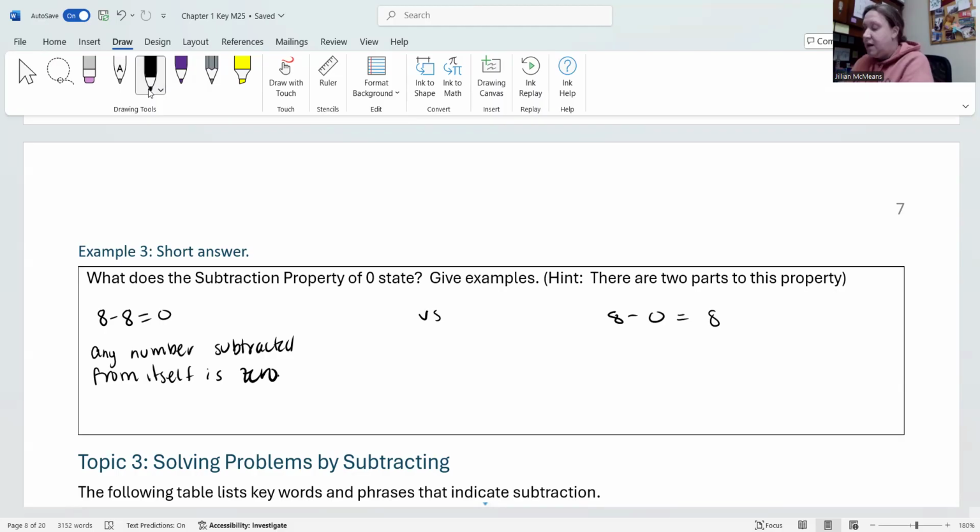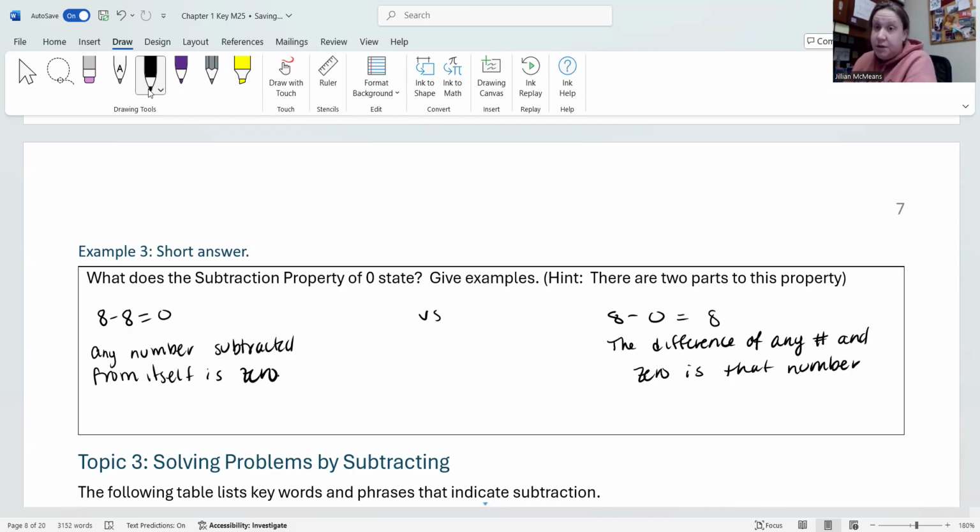The second one says the difference of any number and 0 is that number. So if you take 0 away from something, it doesn't change anything. So you can subtract 0, nothing happens. And then on the flip side, if you take a number and subtract itself, you get 0. So those are the two ways that 0 works with subtraction. Okay.